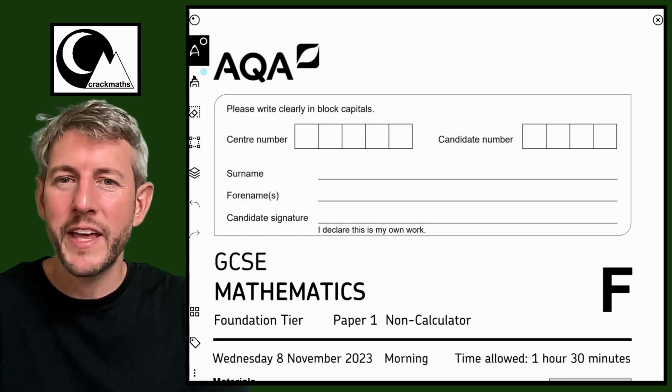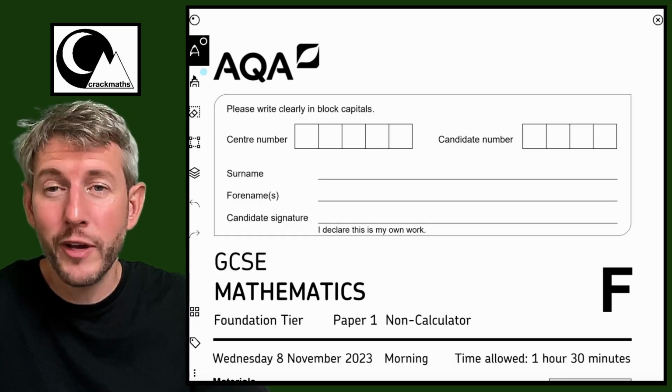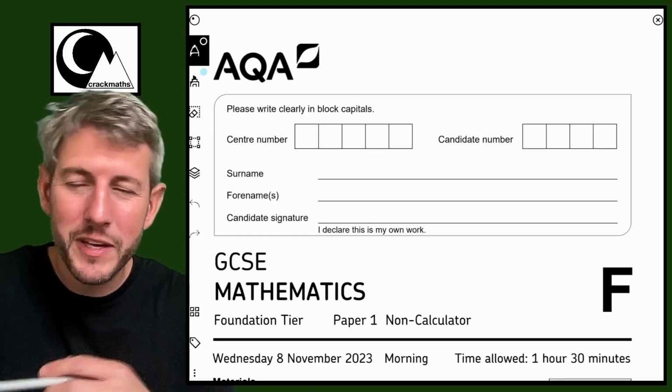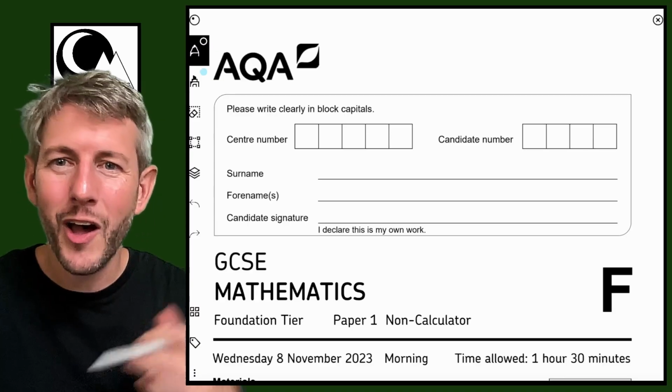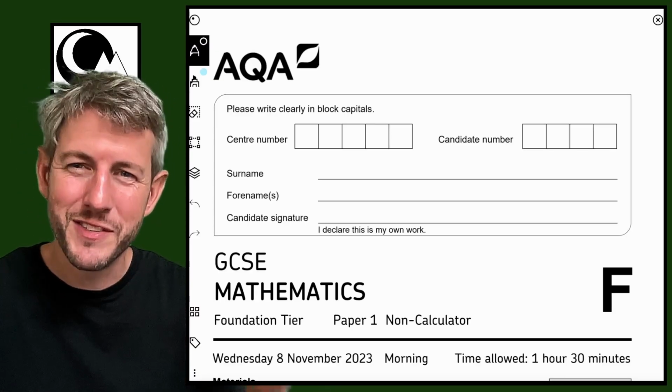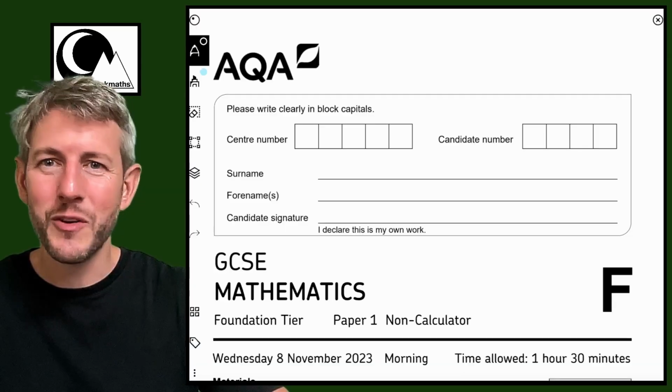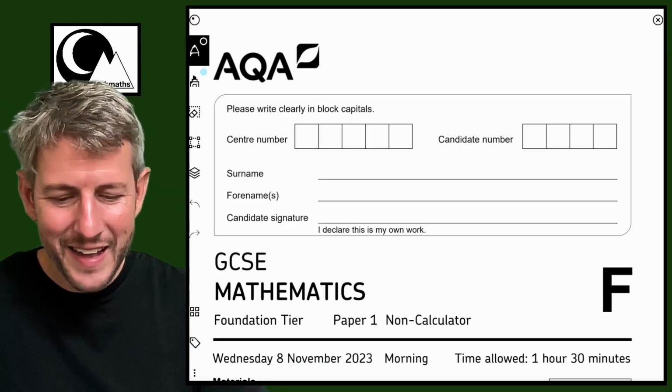This is the November 2023 foundation paper for AQA Maths. This is the non-calculator paper. If you want a link to it, you can find this on my website. Other than that, I will briefly pause before answering the questions so you can have a go as we work along. Okay, right, let's begin.